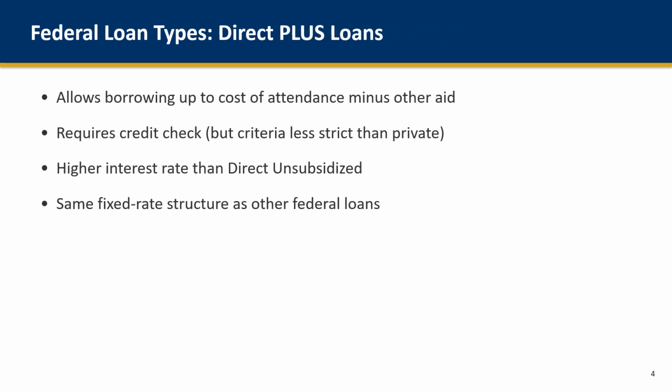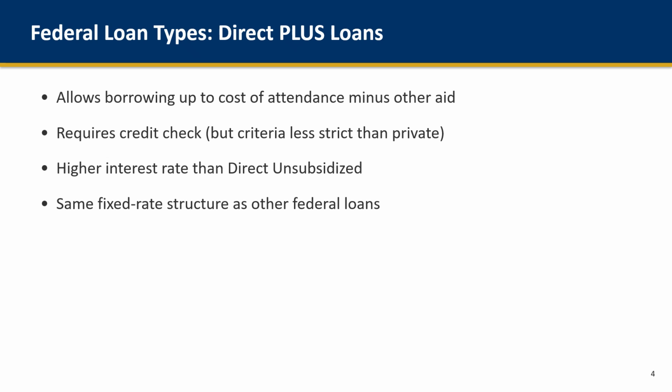Direct Plus loans, also called Grad Plus loans, provide additional borrowing capacity beyond direct unsubsidized limits. The borrowing limit is up to your cost of attendance minus other financial aid received. If your program costs $50,000 and you receive $10,000 in scholarships and $20,500 in direct unsubsidized loans, you can borrow up to $19,500 in Plus loans to cover the gap.